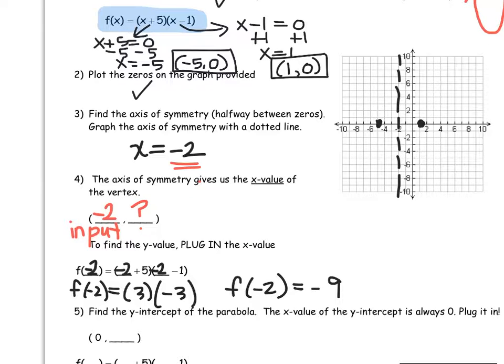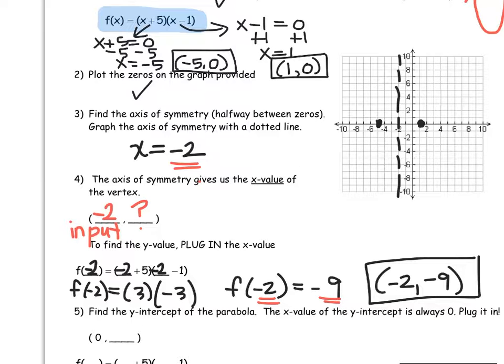And now what that means is that the x value of negative 2 produces an output of negative 9. I'm going to write it like a point: negative 2, comma, negative 9. Plot that point. Negative 2, negative 9 should go right here, where I just plotted it. So that is my vertex. And I'm actually going to label that point vertex. Write the word vertex right there.